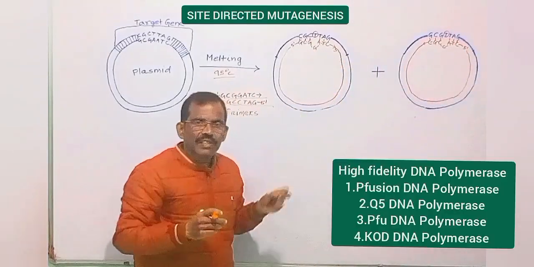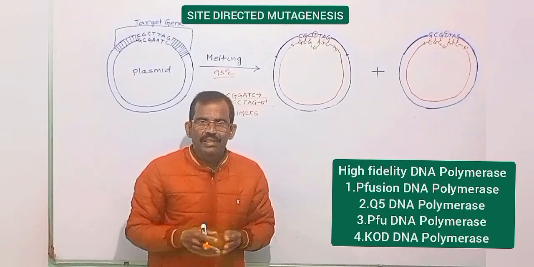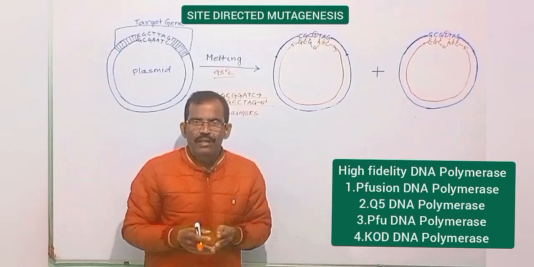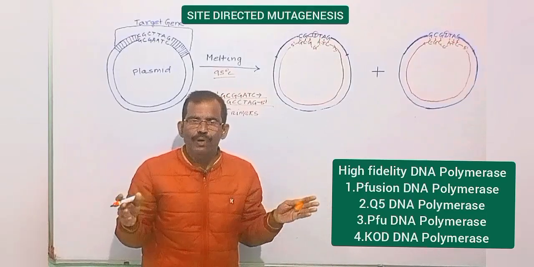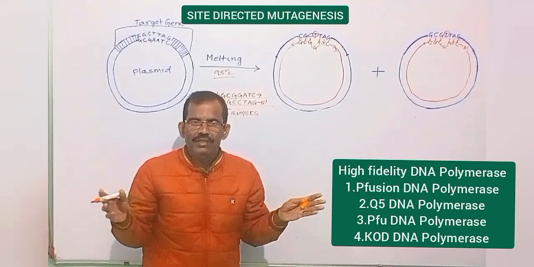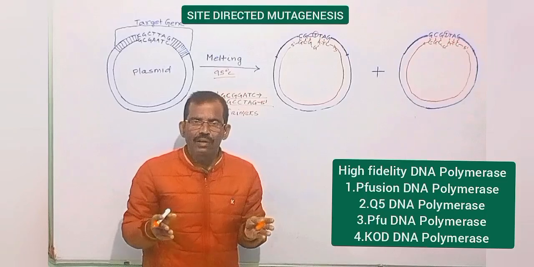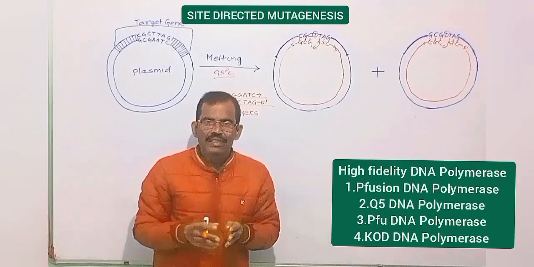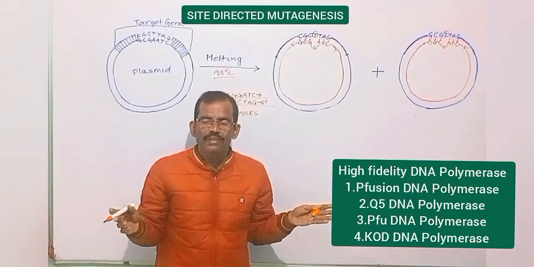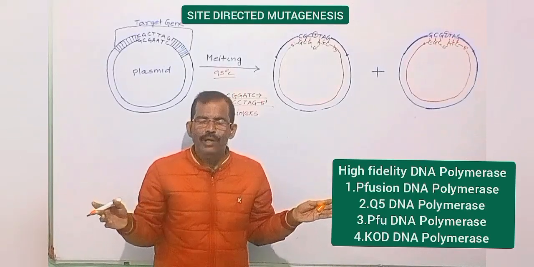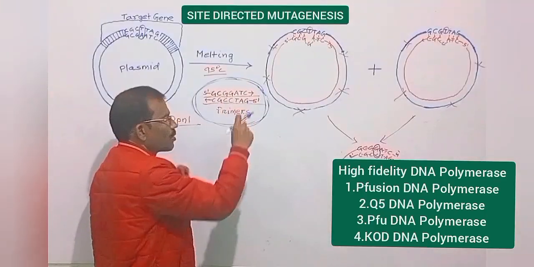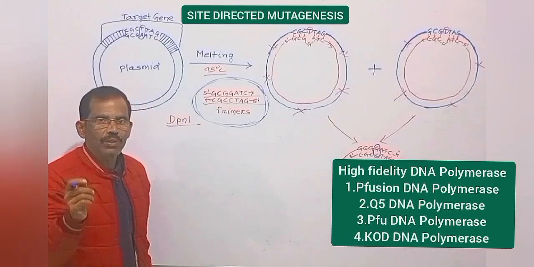What are high fidelity DNA polymerases? These are enzymes which have exceptionally low error rates. They also feature 3' to 5' proofreading that enables them to correct mismatched bases that may occur during extension. Examples are Phusion, Q5 DNA polymerase, Pfu DNA polymerase, and KOD DNA polymerase. The primers actually carry the desired mutation.